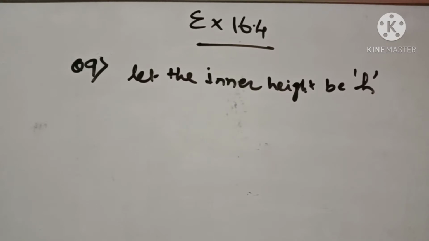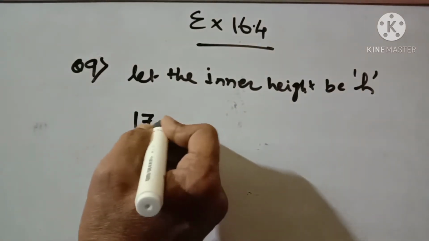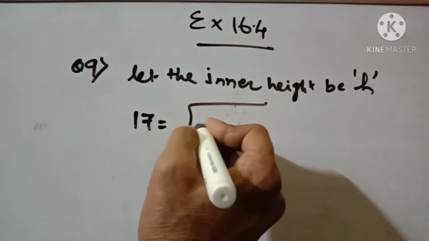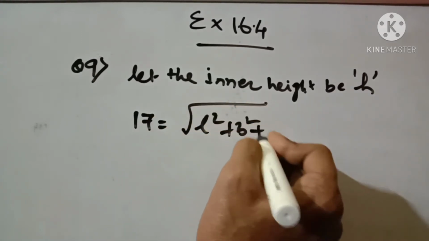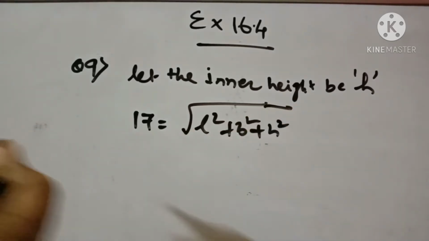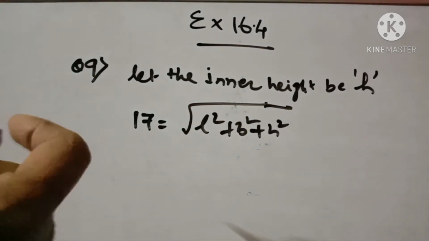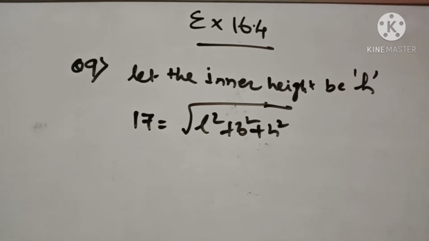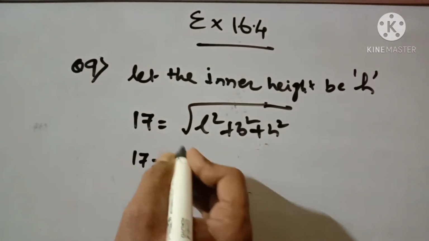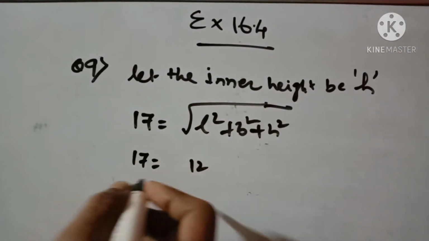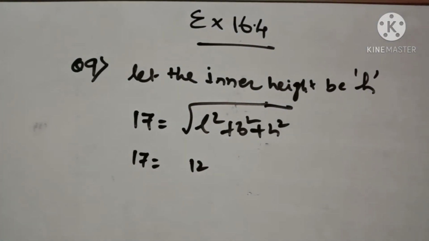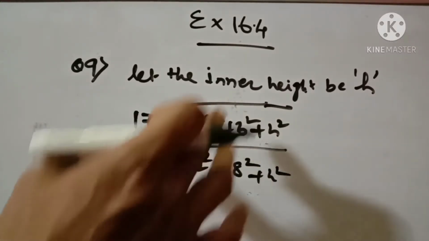Now as we know that the longest rod is the same as the diagonal of the rectangular box, that means 17 is equal to under root l square plus b square plus h square. Length and breadth are given, so 17 equals under root 12 square plus 8 square plus h square. Length is given, breadth is given, height we have to find.